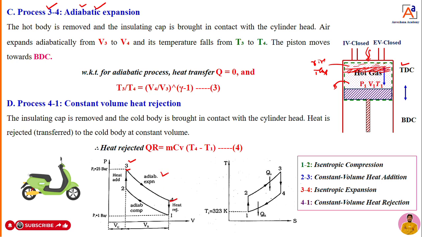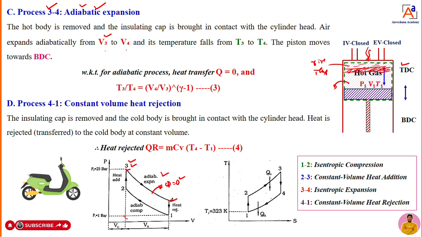3 to 4 is nothing but adiabatic expansion. But here there is no heat transfer, that is equal to 0. For that purpose only we call it adiabatic expansion. During expansion, volume increases from V3 to V4 and temperature decreases from T3 to T4. So the same thing we have written here. When the piston expands, volume increases from V3 to V4.